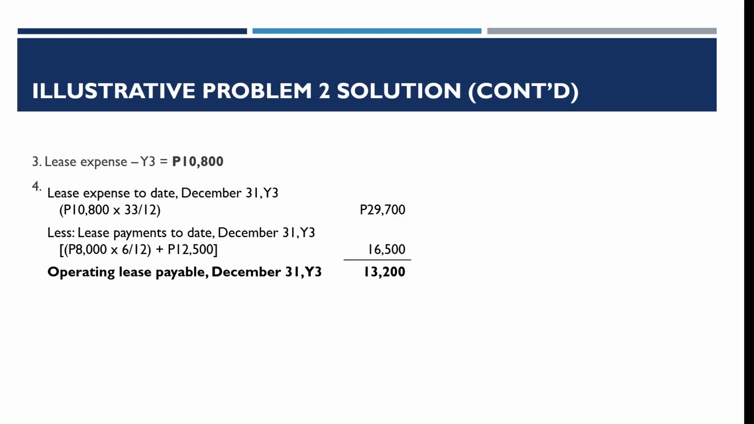29,700. Compare that to the lease payments already made. That is, magkano? 12,500 plus 4,000. Tandaan nyo, every March 31 ang bayaran ng lease payments kay lessor. Kaya isang 12,500 pa lang ang sinali ko sa computation. Okay? So, how much is your operating lease payable? Dahil may expense ka ng 29,700, pero ang mga payments na nagagawa mo pa lang ay 16,500, you have a payable of 13,200.